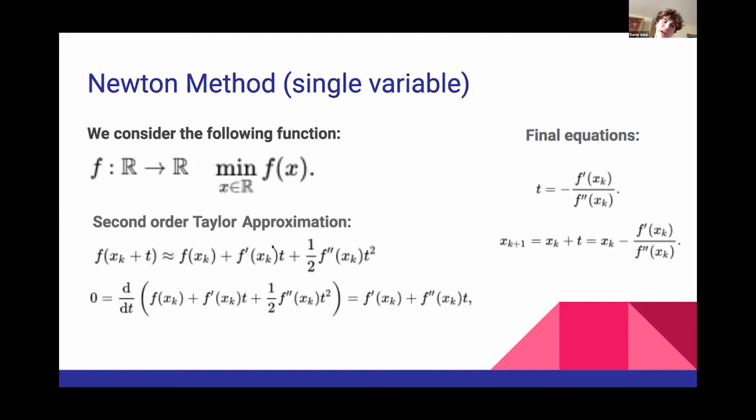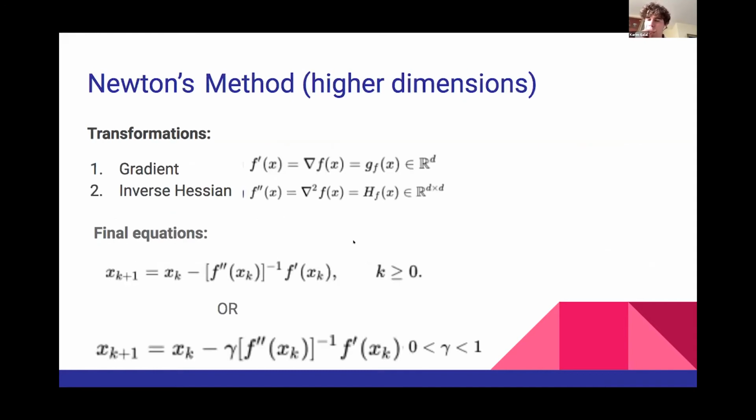To convert this to higher dimensions, we must simply replace the derivative with the gradient, and the reciprocal of the second derivative with the inverse of the Hessian.